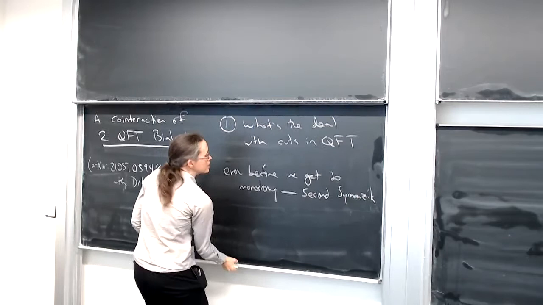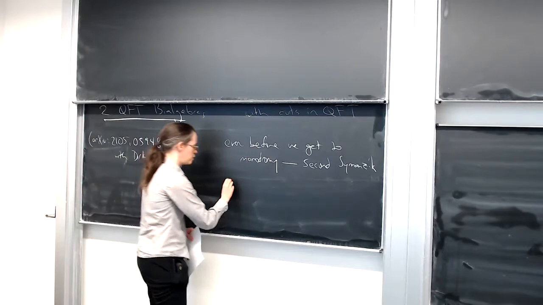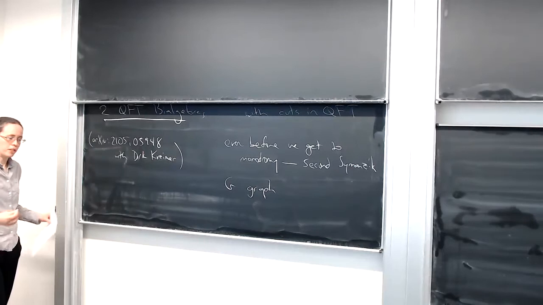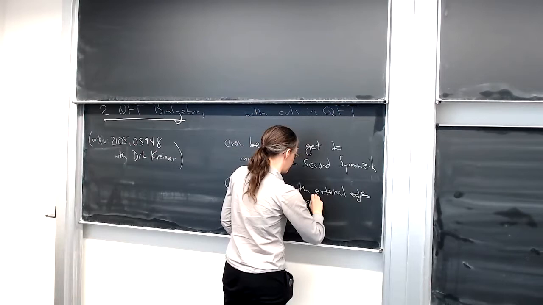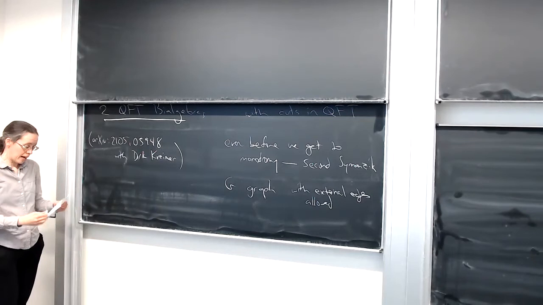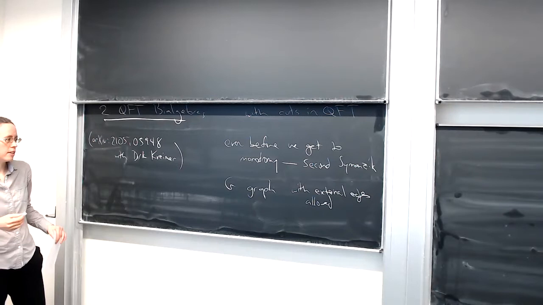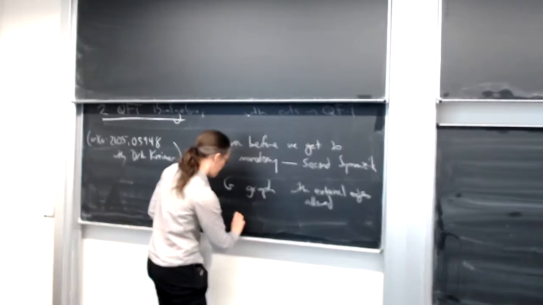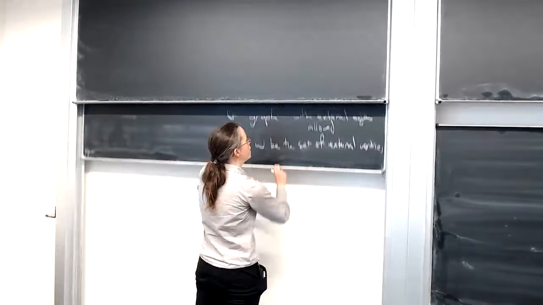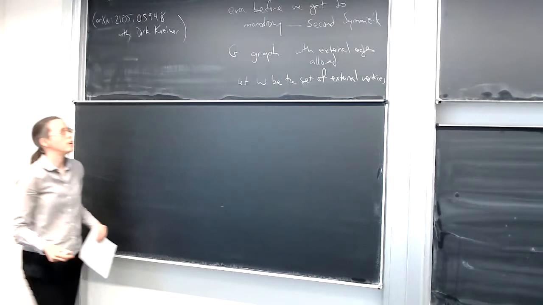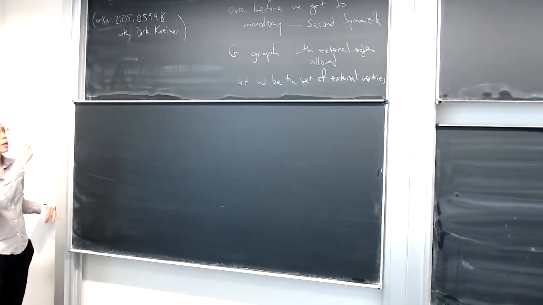What is the deal with this guy? The deal with this guy is you've got G, which is going to be a graph. And in my context, my graphs are always Feynman graphs, so they have external edges and that whole story. And what's going to happen? Well, let's consider the set of vertices that are incident to an external edge. Those are the external vertices, and let's just give it a name. All right, and let's suppose we have a partition of W into two parts, so a bipartition of W.